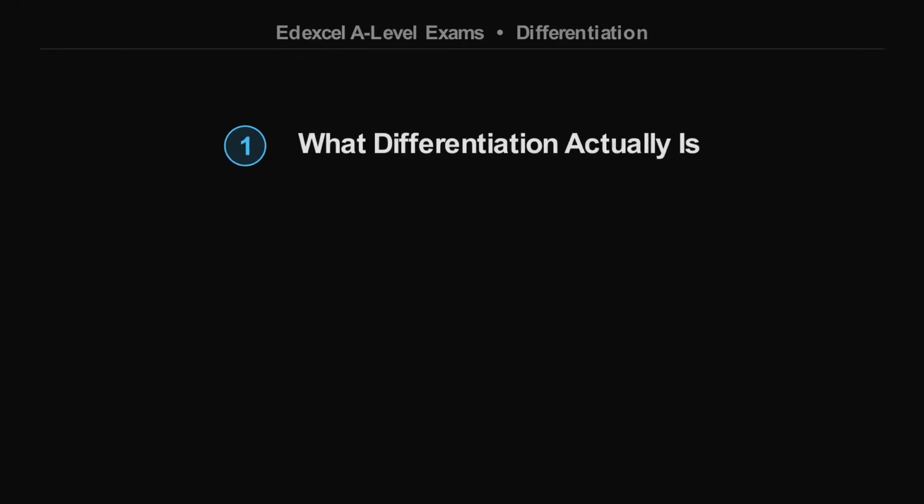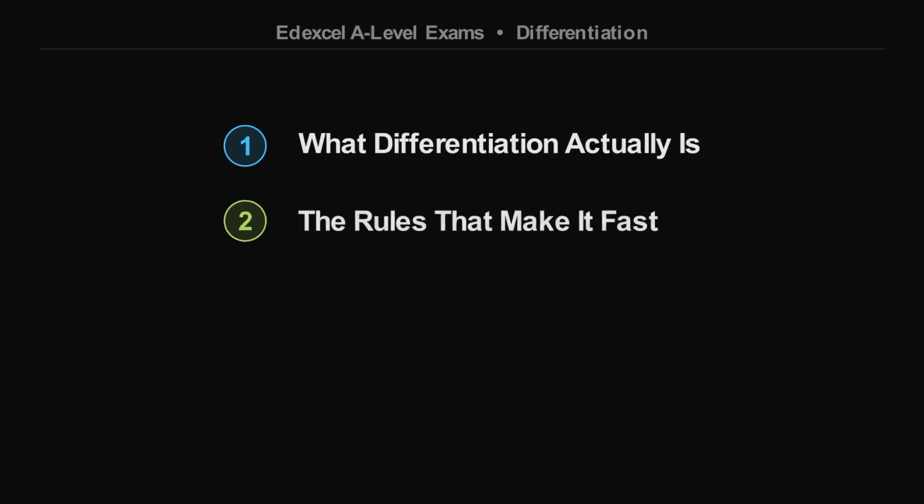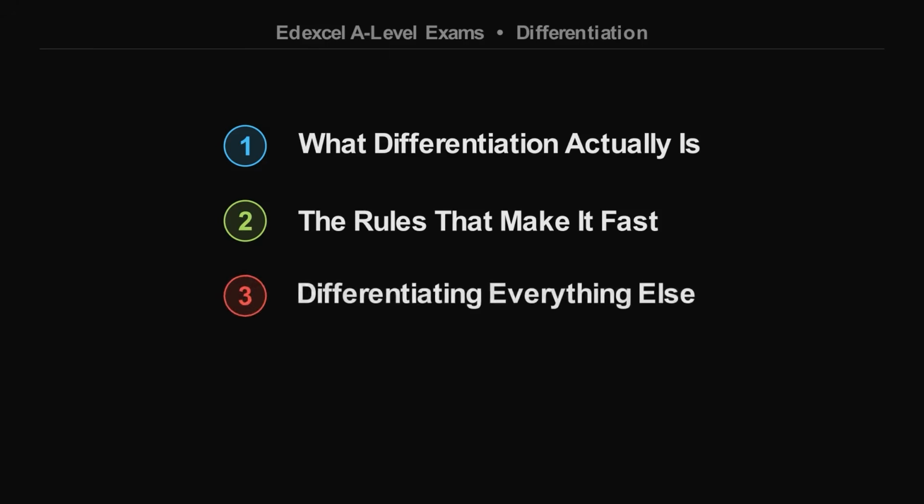1. What differentiation actually is. First principles, the limit definition, and why it works. 2. The rules that make it fast. So you have the power rule, constants, sums, differences. 3. Differentiating everything else. Things like exponentials, trig, and ln x. And 4. Using that knowledge. So tangents, normals, stationary points, and curve sketching. By the end of this, you will have a complete toolkit. So let's get into it.